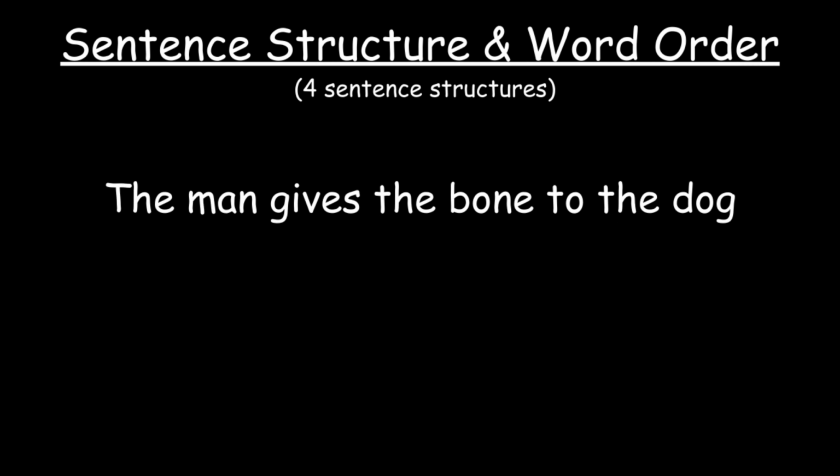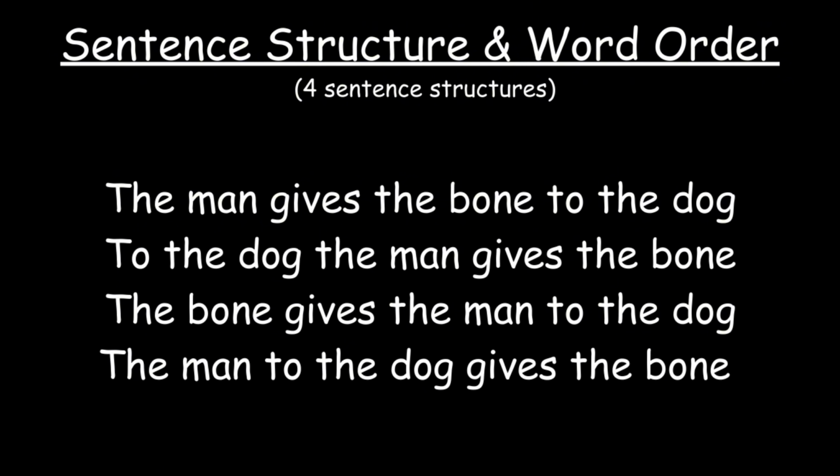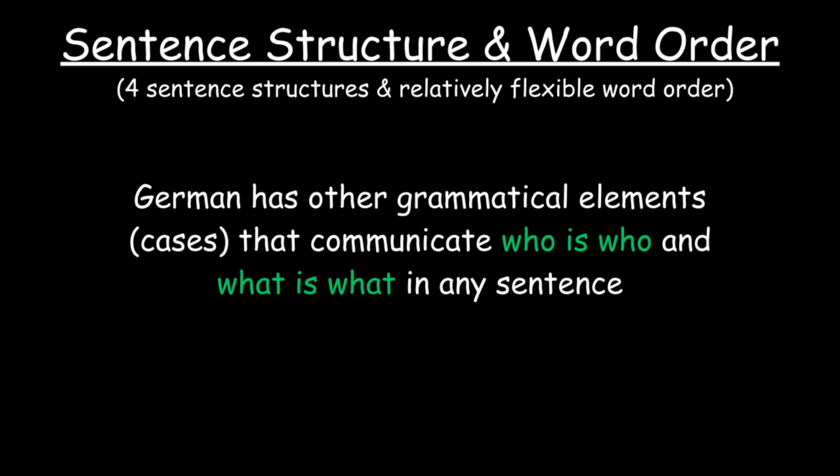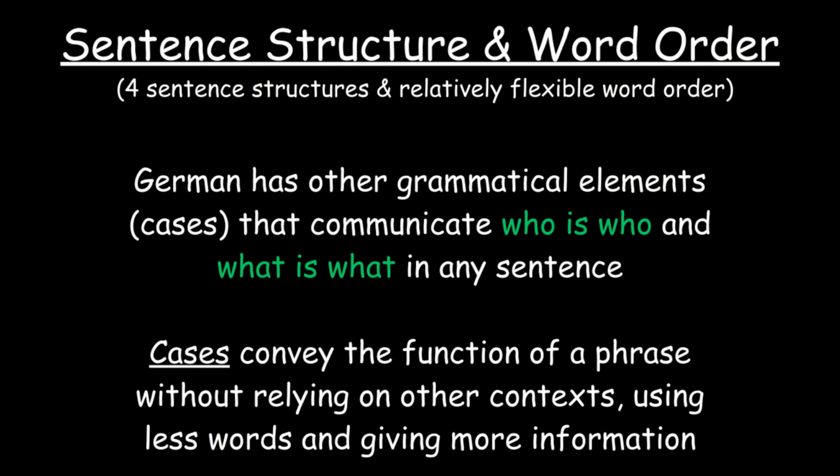Check out the sentence. The man gives the bone to the dog. We know exactly who is giving what and to whom, but if we change the word order, the meaning will also change in English. But German has more sentence structures that have a relatively flexible word order because other grammatical elements, like cases, communicate who is who and what is what in any sentence. The purpose of cases is to convey the function of a phrase without relying on other contexts, thereby using less words and giving more information.